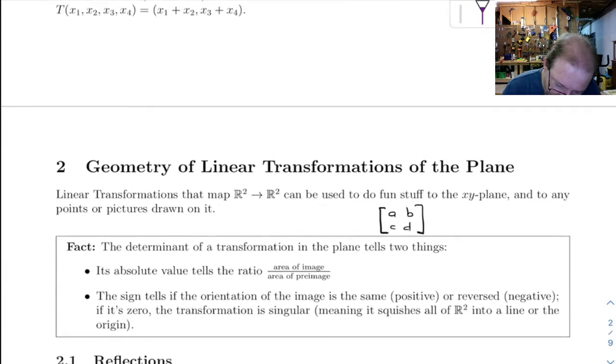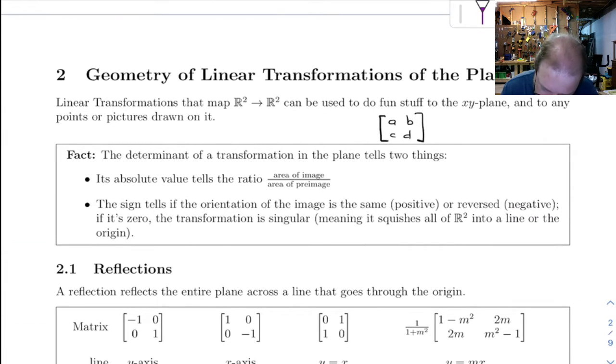One thing common to all of these is that they all have a 2 by 2 matrix, and the determinant of the matrix tells us two things. The absolute value tells the ratio of the area of an image to the area of the pre-image.